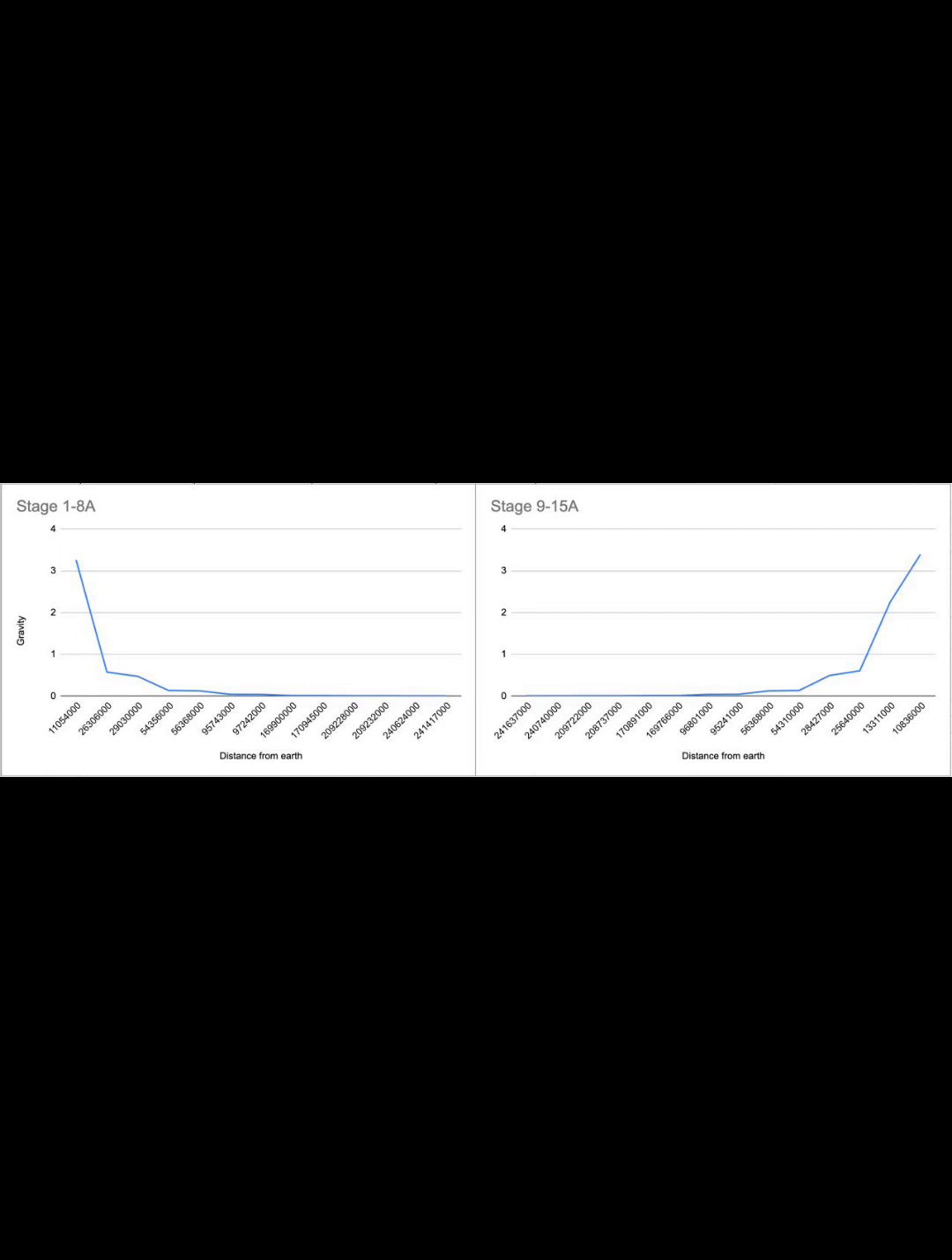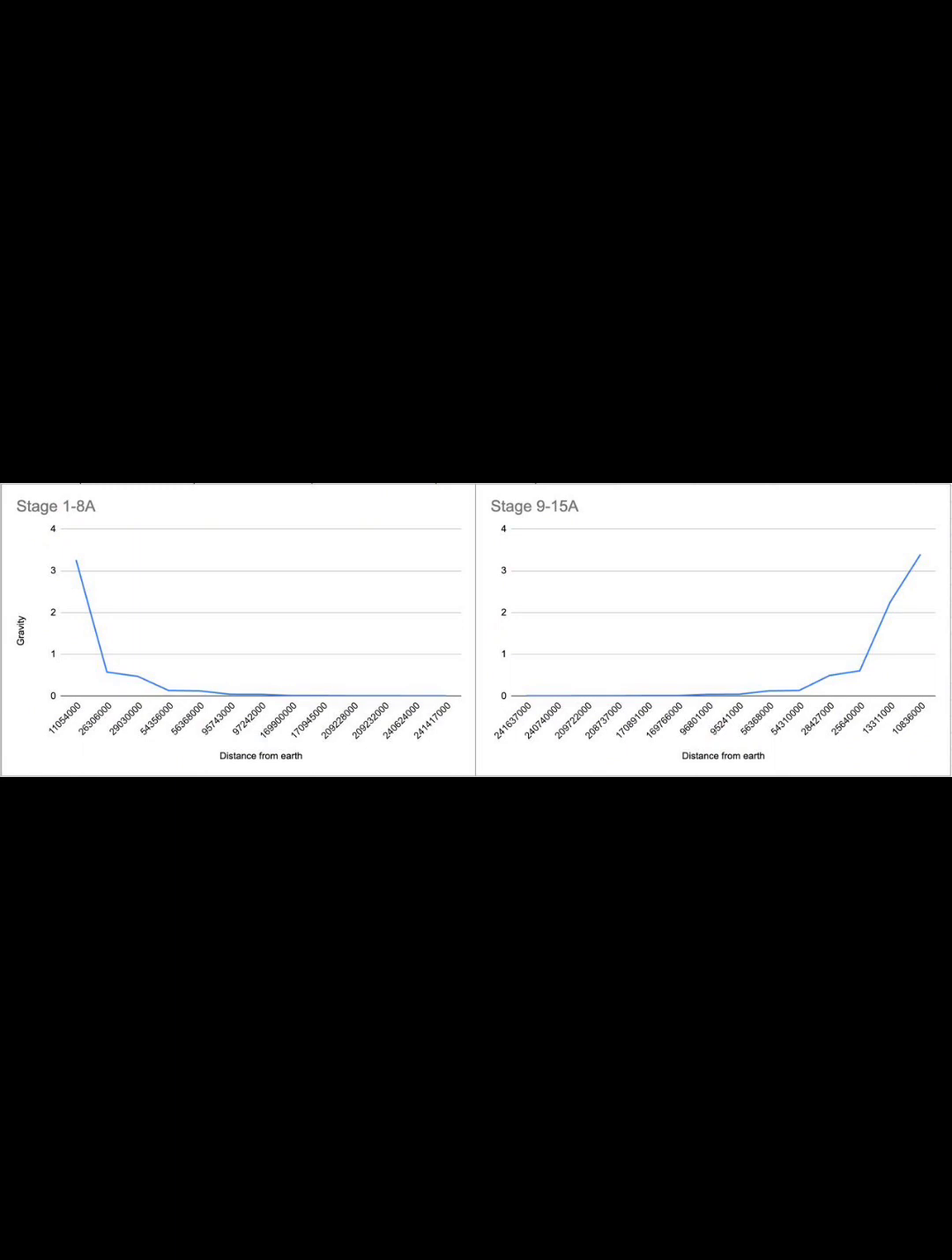From stage 1 (3.599 G) to stage 8A (0.0068 G), the force of gravity acting on the rocket weakens. As the rocket travels farther away from Earth, the distance indicated by the distance from Earth line, the force of gravity decreases. We can observe that there's a decreasing trend in the gravitational force from stage 1 to stage 8a. This trend suggests that as the rocket moves farther from Earth, the gravitational force weakens.